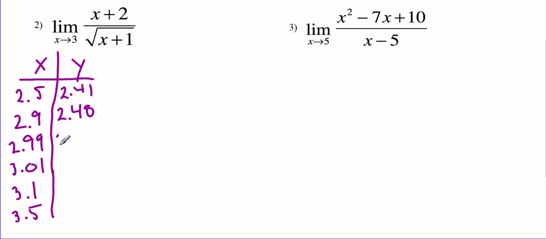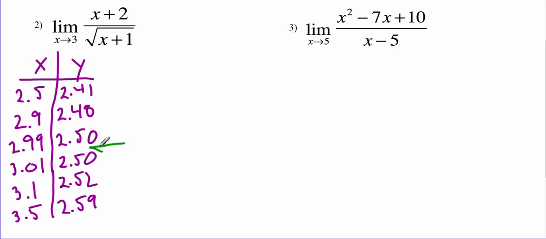It might not surprise you, but I'm actually using Desmos to make this happen. At 3.01, we'd also be at 2.50. At 3.1 would be at 2.52. Let's try that again. And then finally at 3.5 would be at about 2.59. Now really what we're looking for here is not any of the values that we see there.